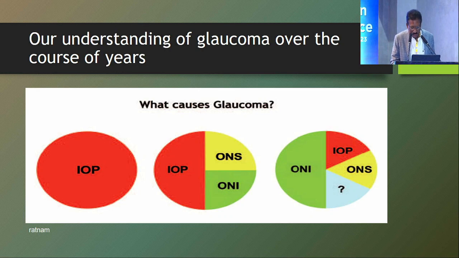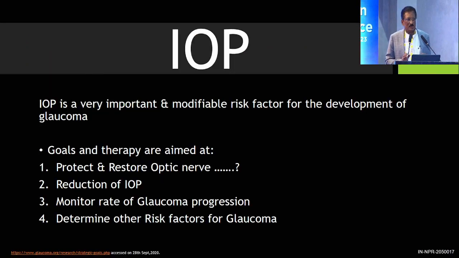This is the load. Even today, in the Monday OPDs at Sarojini Devi Hospital, it is overcrowded, with the everlasting increase in glaucoma prevalence in society. Intraocular pressure is undoubtedly a modifiable risk factor. Still, we have certain other goals when approaching a patient. Protection and restoration, I don't know, is questionable. Reduction of intraocular pressure is the main aim, and monitoring the rate of glaucoma progression.